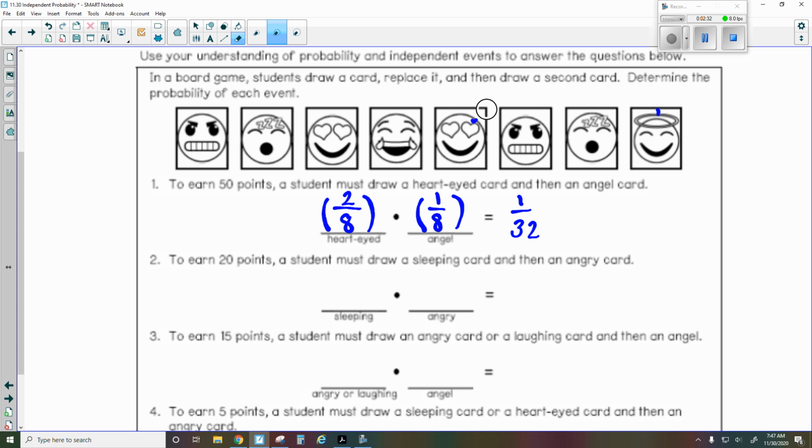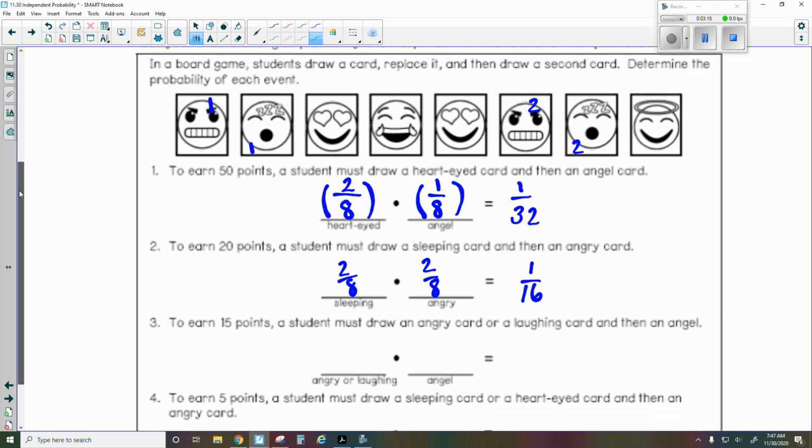All right, let's look at number 2. To earn 20 points, a student must draw a sleeping card and then an angry card. So we're going to find the probability of drawing a sleeping card. There are 2 sleeping cards out of 8, and then we're going to replace them. And the number of angry cards is 2 as well. So 2/8 and 2/8, and then we are going to multiply both events happening, okay, which gives us 1/16.